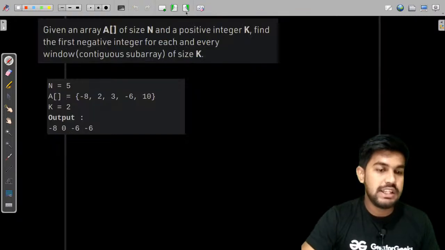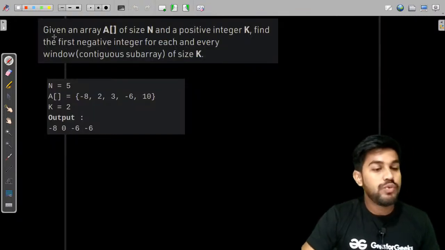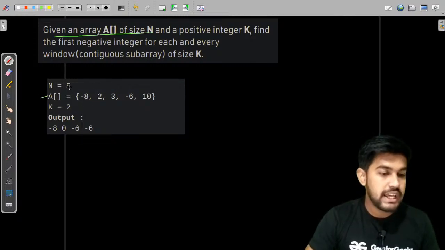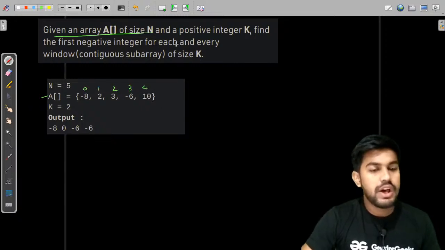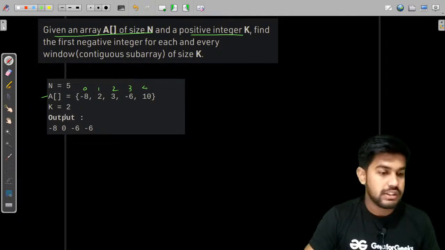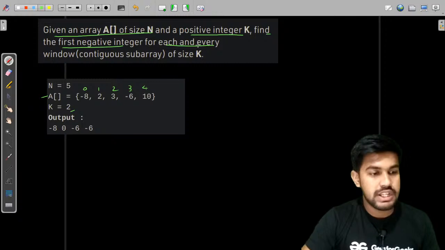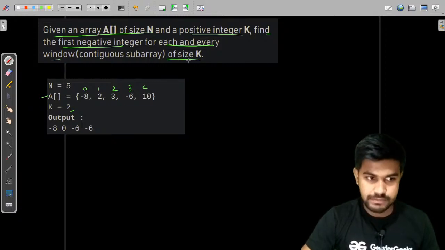And let's see the problem statement now. So we are given an array of size n. Okay, so this is the array, and size n, indices 0, 1, 2, 3, 4 and 5, and a positive integer k. Find the first negative integer for each and every window of size k.